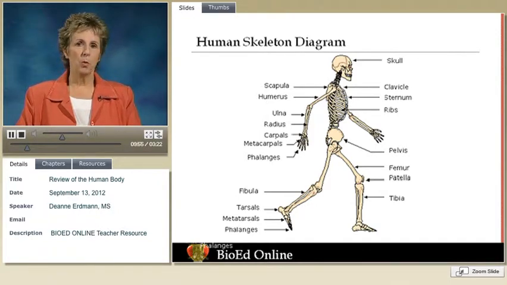Once again, the most important part of the skeleton is support, and as you look, it's easy to see the upright axial skeleton, and the attached appendicular skeleton. And don't forget about the joints.